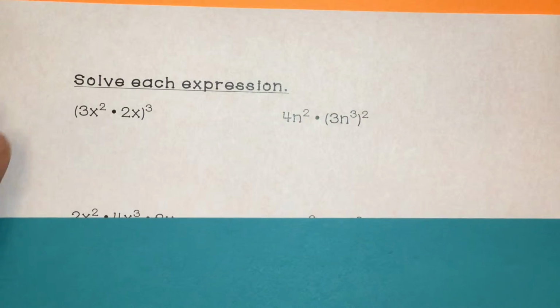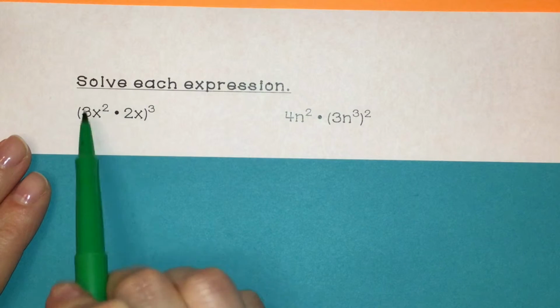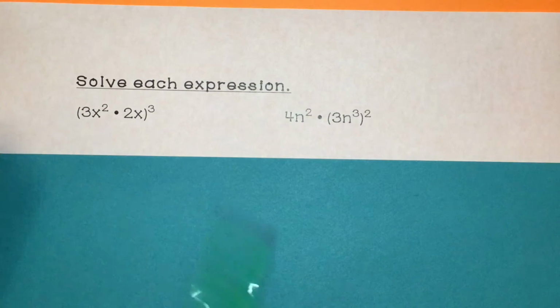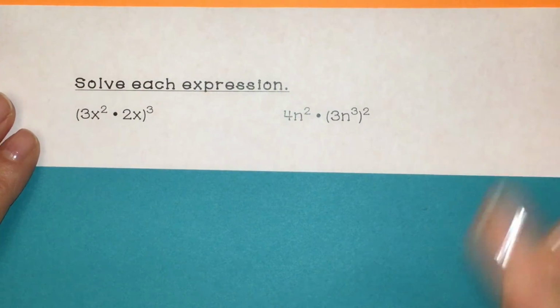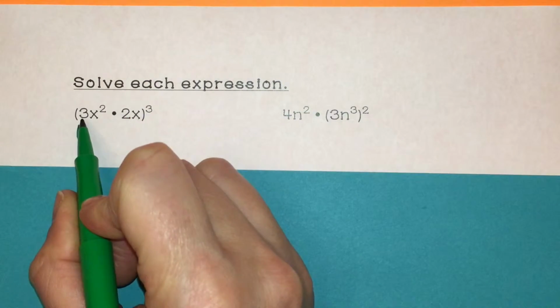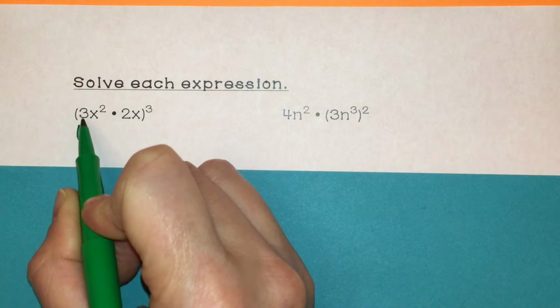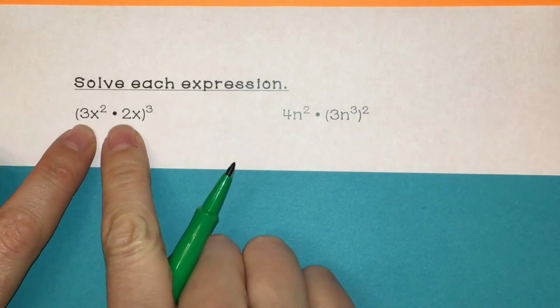All right, so now let's try some problems that involve some of these properties. All right. So in this one, we're going to do what's inside the parenthesis first because we have a multiplication problem going on inside the parenthesis, and then the whole thing's raised to the power of 3. So let's start by multiplying the numbers. Because remember, 3x squared is the same thing as 3 times x squared. And we can rearrange multiplication so we can multiply the numbers together first.